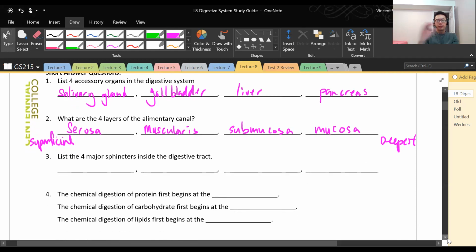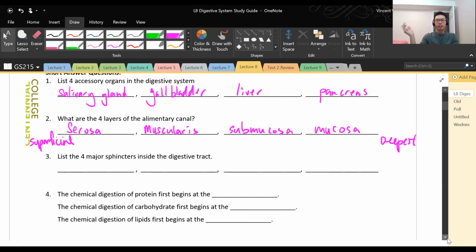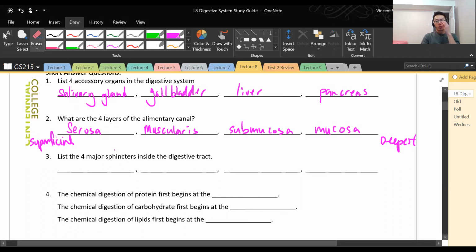So along the alimentary canal, we want to make sure that food is going in a single direction. We don't want it to come back or move backwards. So much like our circulatory system, where we have valves to control the movement of blood, in the digestive tract, we have sphincters, which will control the movement of the food.